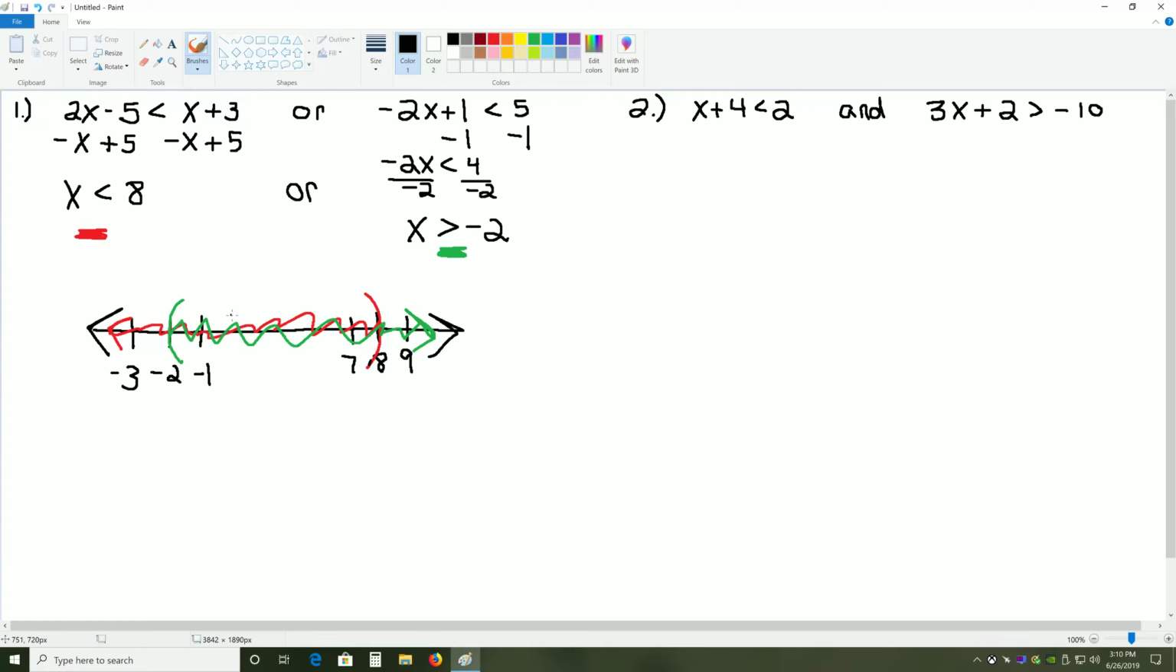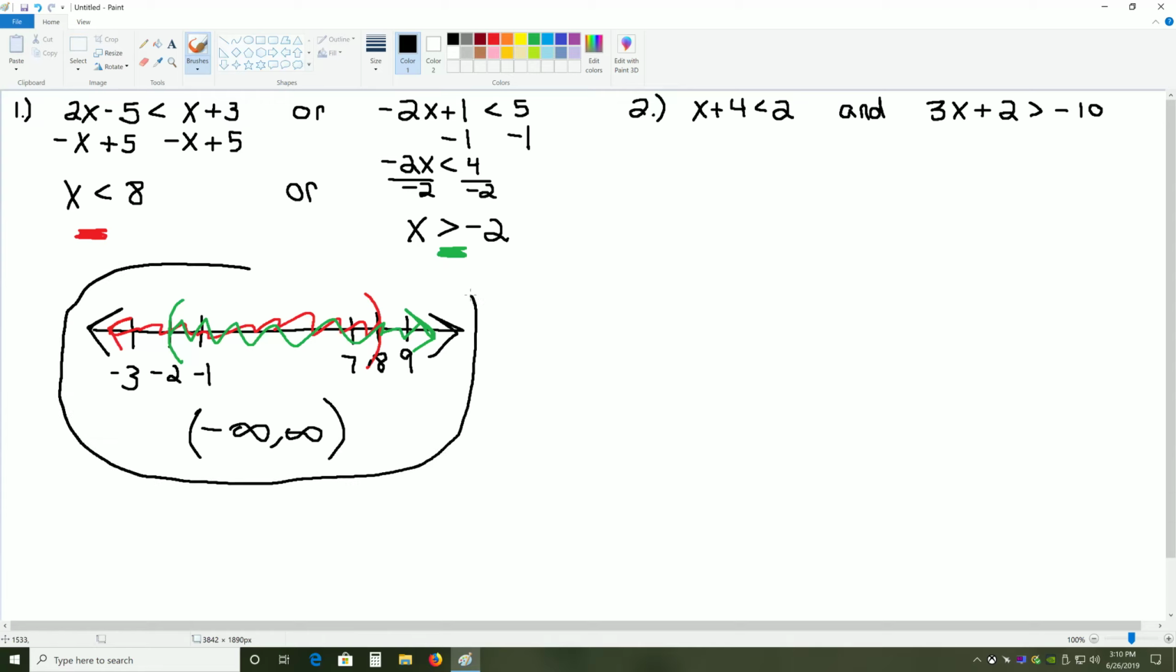That means every number to the left all the way to negative infinity and to the right all the way to positive infinity is included. So the solution to number 1 is negative infinity to positive infinity, and this is the graph that matches it.